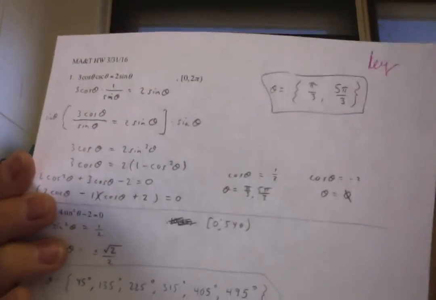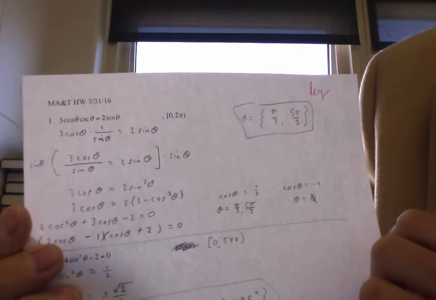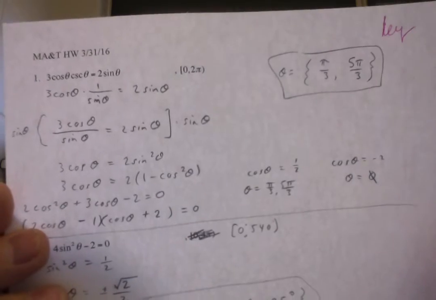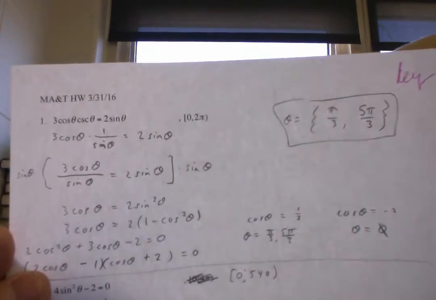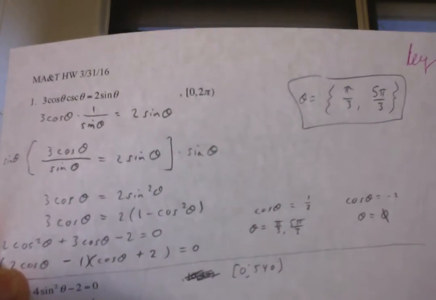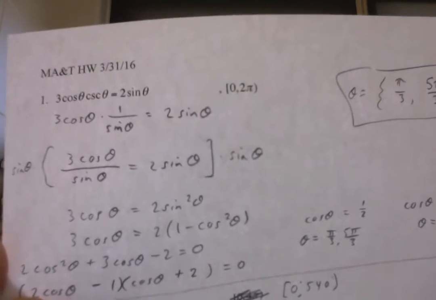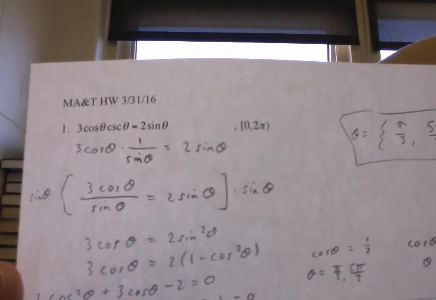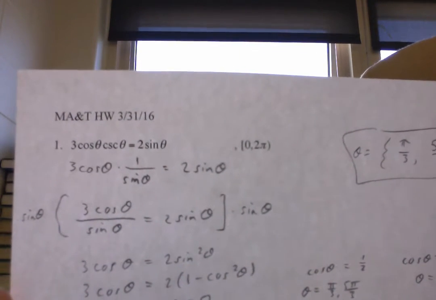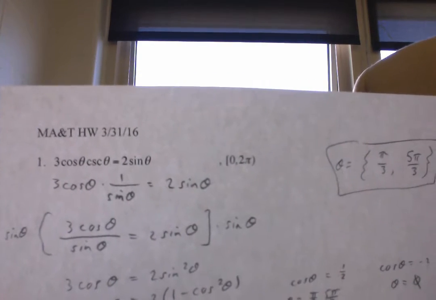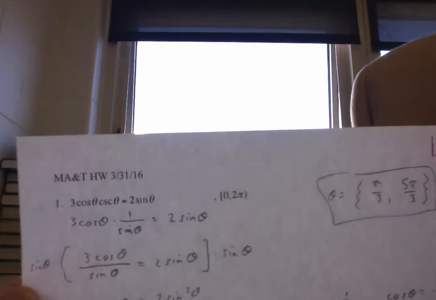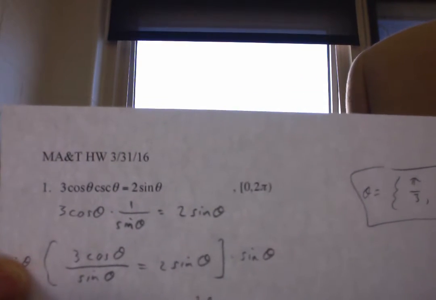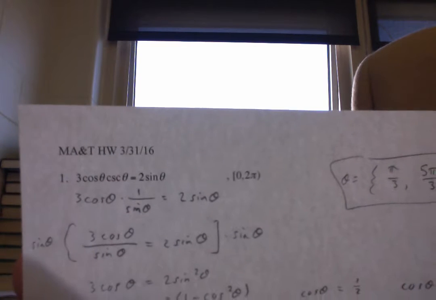All right, number one, we have 3 cosine times cosecant equals 2 sine. Because there are so many different kinds of trig functions, I first decided to write all of them, at least in terms of sine and cosine. That's always a good first line of business: write cosecant in terms of 1 over sine. Then you have 3 cosine times 1 over sine, which becomes, on the left-hand side, 3 cosine over sine, equals 2 sine theta. Then I multiplied both sides by sine theta to get rid of the fraction.